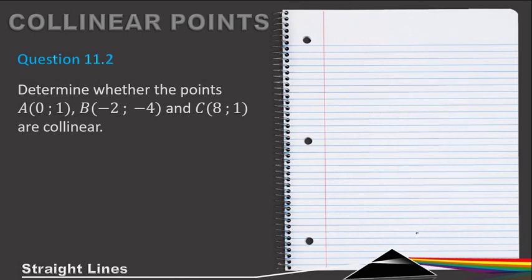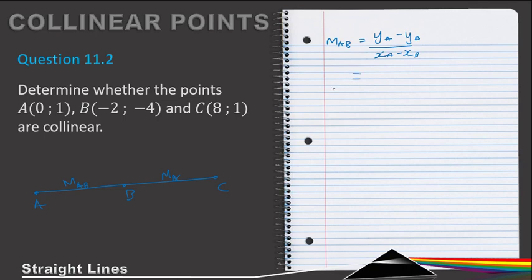Question 11.2, determine whether the points A, B and C are collinear. So we have these 3 points, A, B and C. We need to calculate the gradient of AB and the gradient of BC. The gradient of AB is the change of y, YA minus YB over XA minus XB.